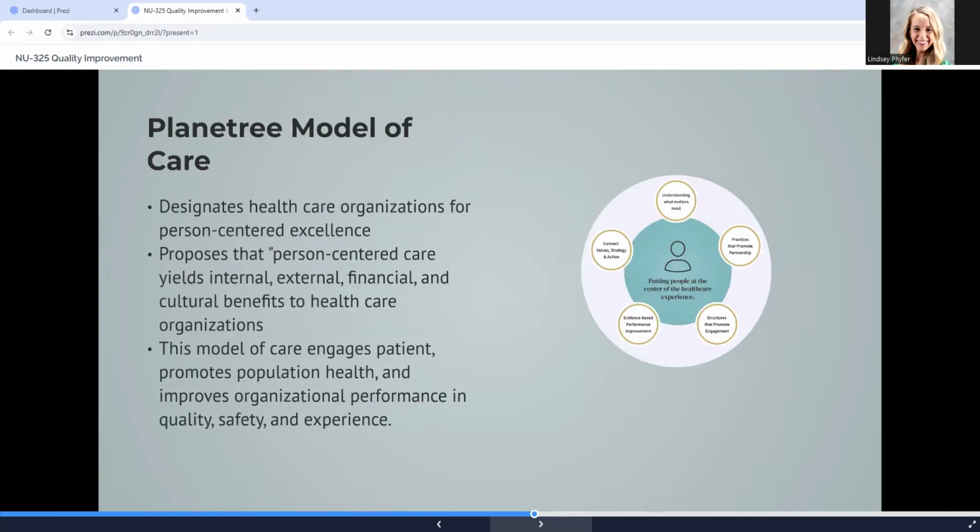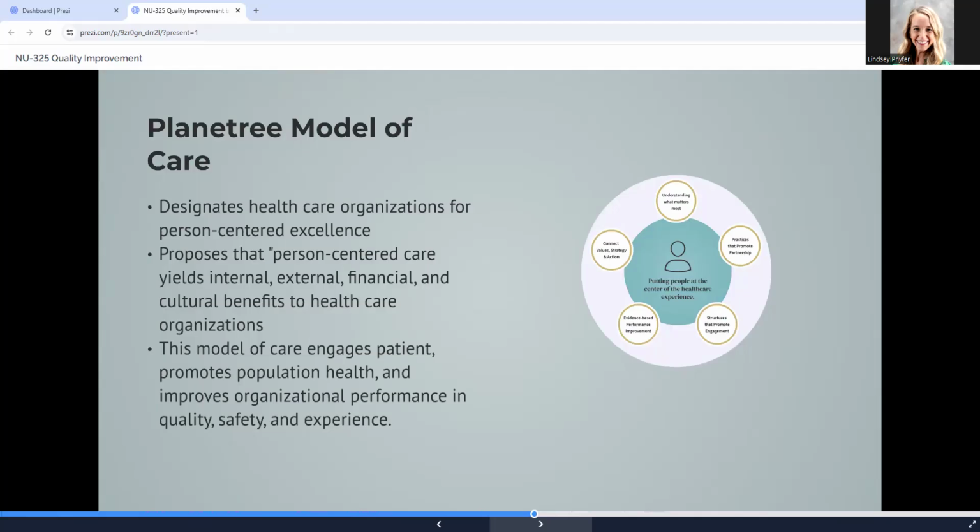The last thing we're going to talk about in this section of the presentation is the Planetree Model of Care. The Planetree Model of Care designates healthcare organizations for person-centered excellence. So it proposes that person-centered care yields internal, external, financial, and cultural benefits to healthcare organizations. And this model of care engages patients, it promotes population health, and improves organizational performance in quality, safety, and experience. So basically, the Planetree Model of Care is promoting individualized nursing interventions and individualized plans of care. And this goes back to patient and family-centered care.